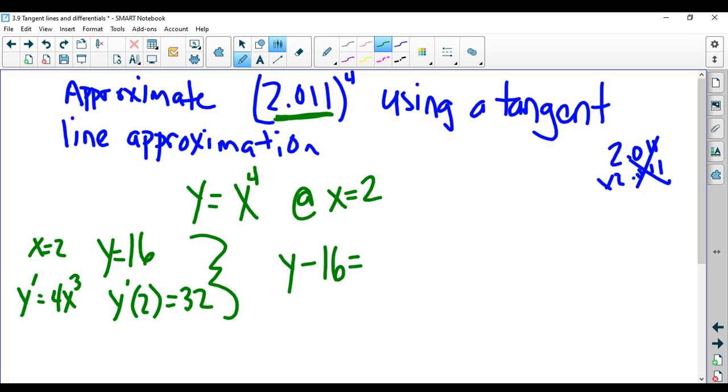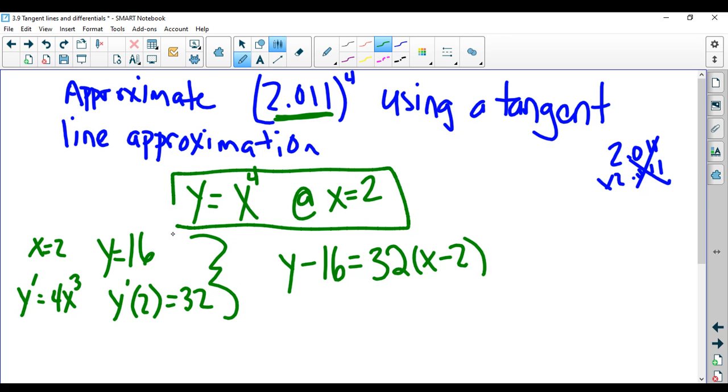It's easy to come up with the equation of the tangent line, y minus f of c equals f prime of 2 times x minus 2. So now we have the equation of the tangent line to the graph of x to the fourth at c equals 2.